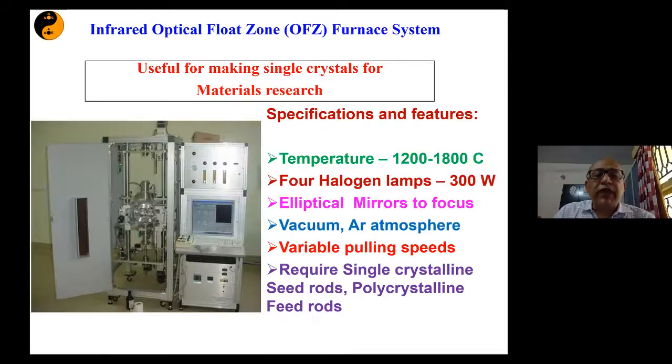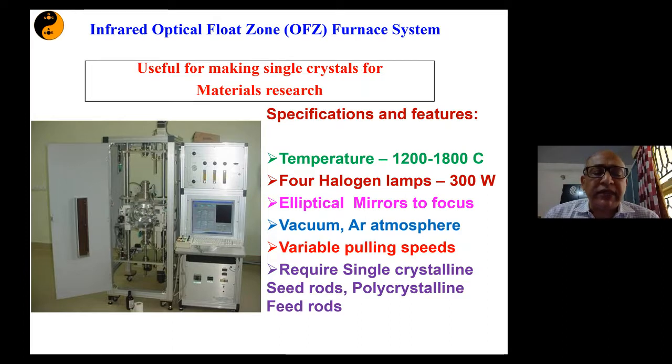So the first one I want to cover is the infrared optical float zone furnace system, which has contributed wonderfully. Several rare earth oxide crystals have been grown, of which I will be showing photographs, and it has led to several publications. The specification of this optical float zone furnace system is that it can go to 1800 degrees centigrade, so single crystals of high melting point oxide materials can be grown.